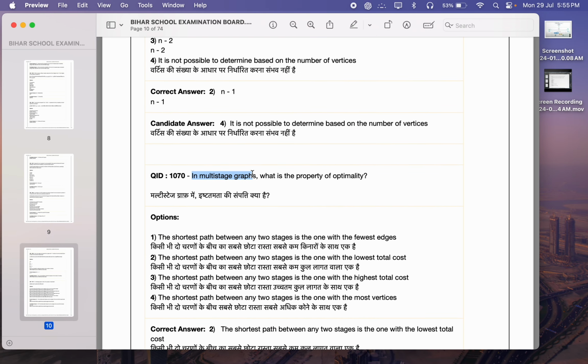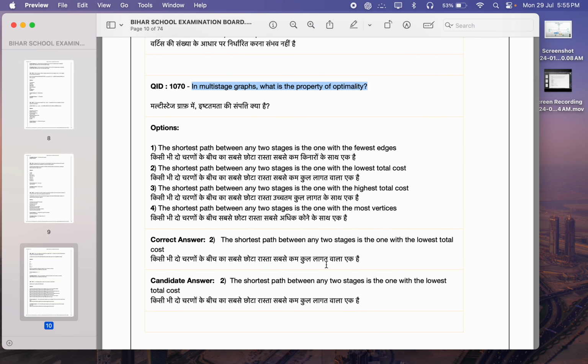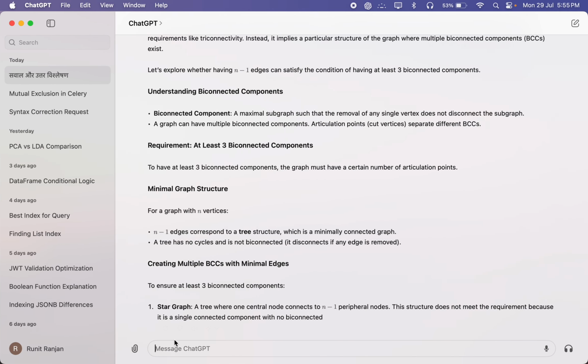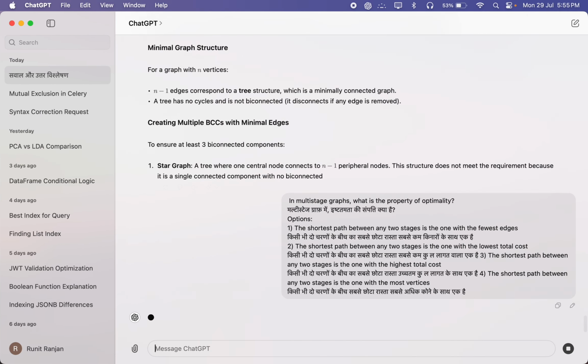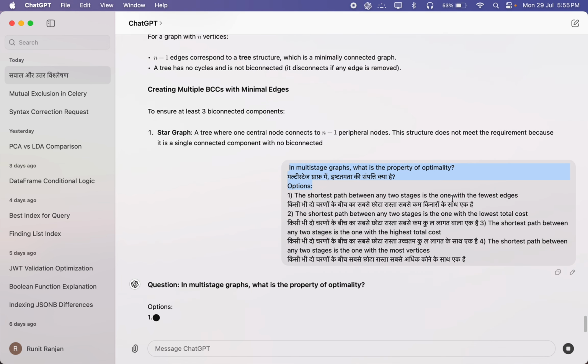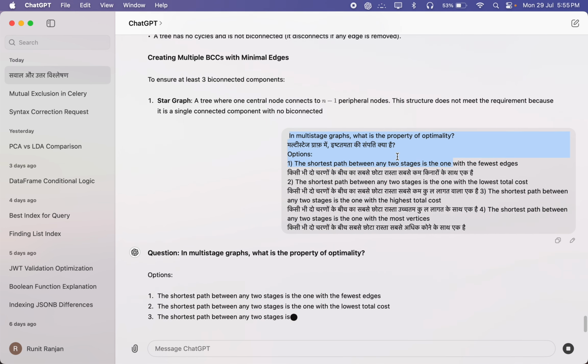Coming to this part, in multi-stage graphs, what is the property of optimality? Okay, I'm not sure how I got this answer correct, because in no way do I know what this question means. So let's ask this question now. In multi-stage graphs, what is the property of optimality?